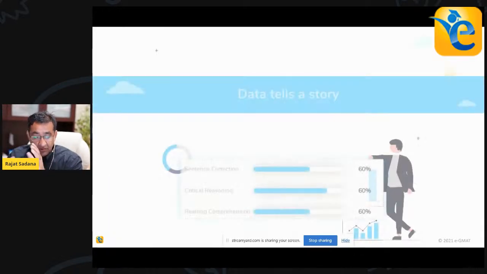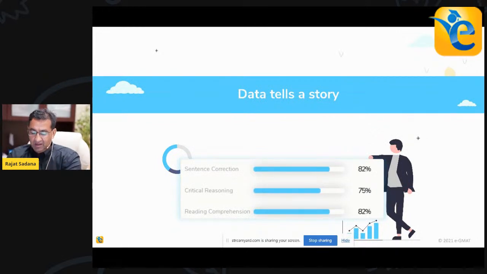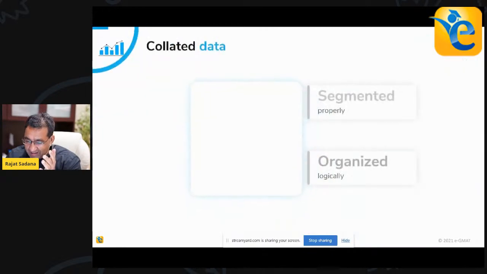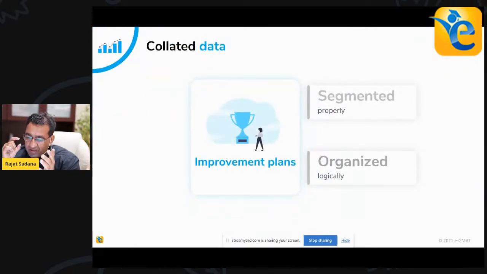Okay, so that was about the first feature. I am at about 10 minutes into my Scholaranium overview. Let's talk about the second core piece, which is hyper-personalization. Now, I'm sure many of you would have heard this notion that data tells a story, and data does tell a story. What a lot of people don't recognize is that data that's segmented properly and organized logically yields improvement plans.